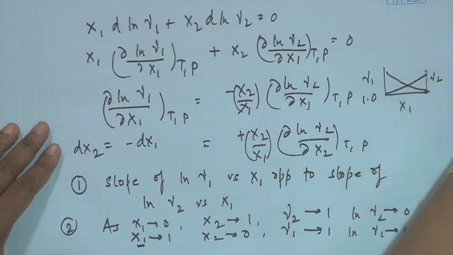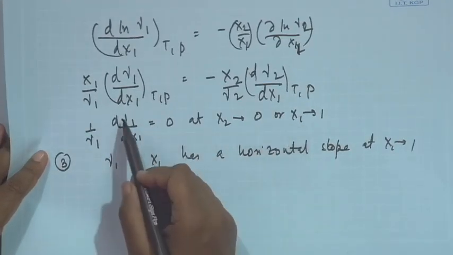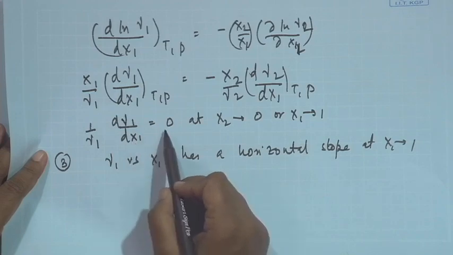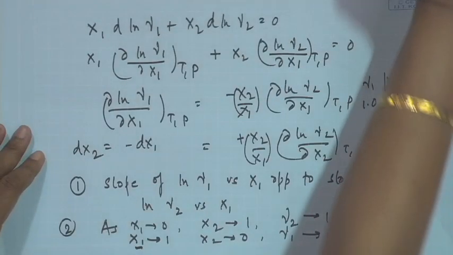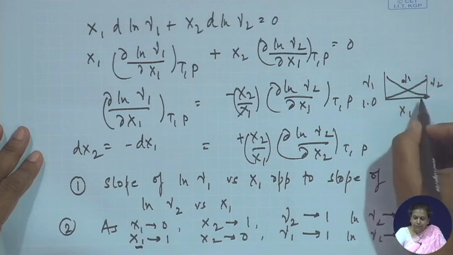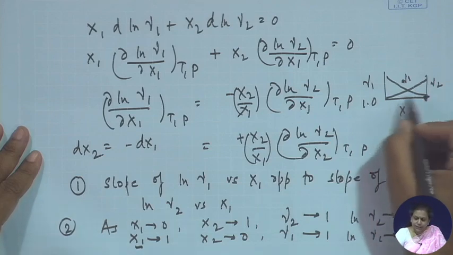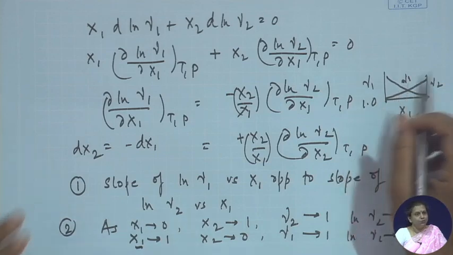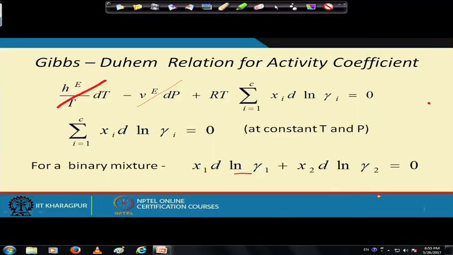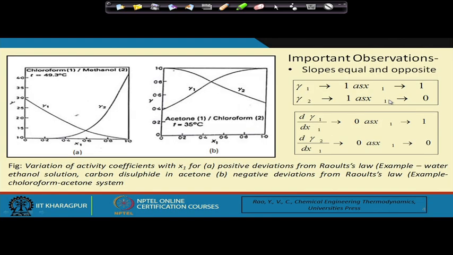What is the other thing that I know? At x1 equals 1, d gamma 1 dx1, the slope, is 0, or in other words the curve should be horizontal. So, at this particular point when we are plotting gamma 1, gamma 1 has to be 1 at x1 equals 1 and the curve has to be horizontal. The same applies for gamma 2 at x1 equals 0, right. So, these are some of the important pieces of information which the Gibbs-Duhem equation provides to us.